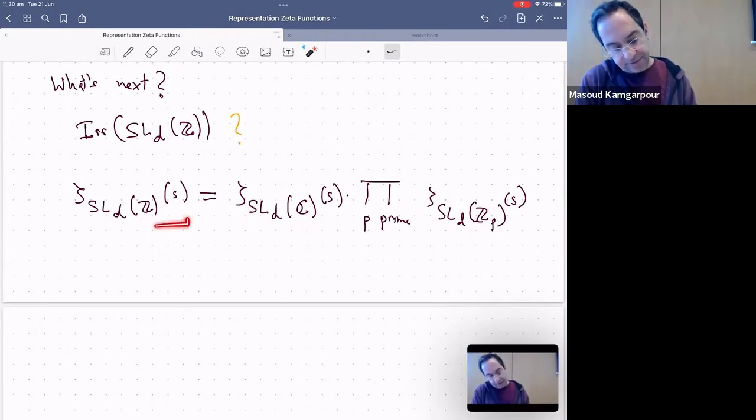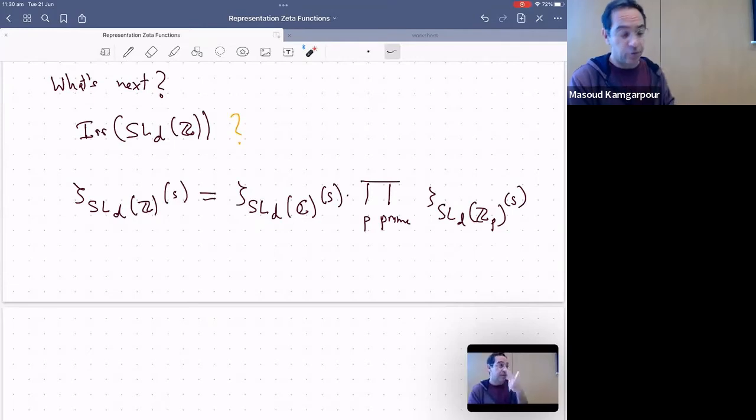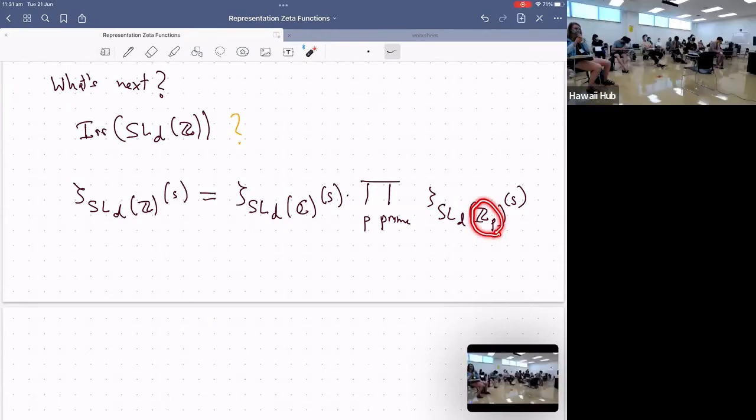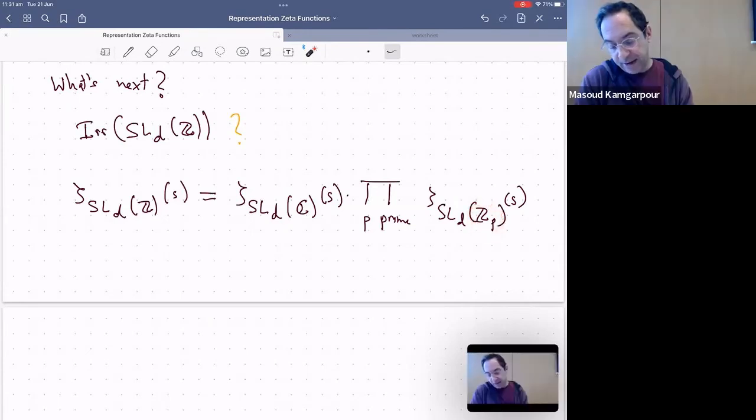Now, this zeta function, since SLDZ has no extra structure rather than a group, we are counting arbitrary representations. Here we are counting rational representations. This is an SLDC. It's an algebraic group over the complex numbers. This ZP is a compact ring, and now therefore we have that this SLDZP is a compact group.